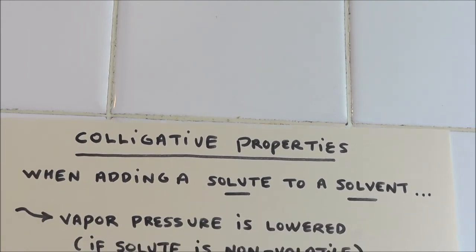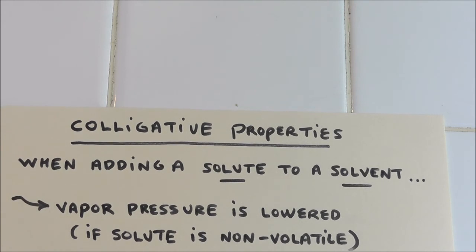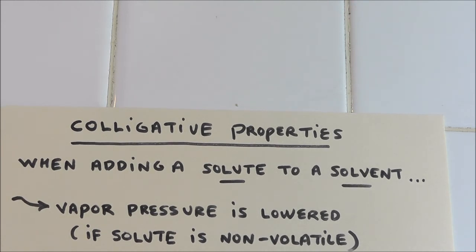Vapor pressure is going to be lowered. And I have to add the kicker. If the solute is not volatile, so if the solute has a very high boiling point and isn't something that evaporates really quickly. So for example, if you added alcohol to water, the vapor pressure would not go down because alcohol is volatile. As you may have seen before, we talked about boiling points.